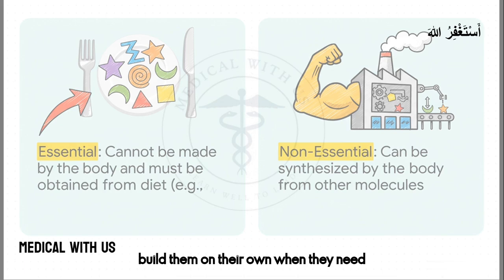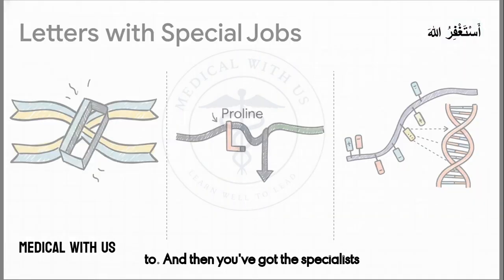And then you've got the specialists, letters with really particular jobs. Cysteine, for instance, is like a little molecular staple. It can form these super strong bonds that lock a protein's shape in place. Proline is a total rule breaker. Its weird structure forces a sharp, rigid kink into the protein chain. Others, like lysine and arginine, act like little positive magnets, which is perfect for grabbing onto negatively charged things, like our DNA.